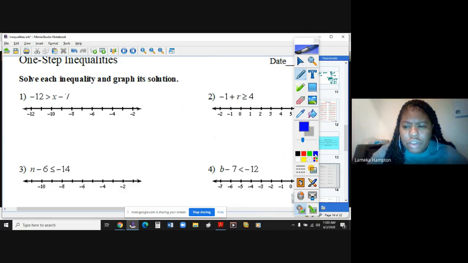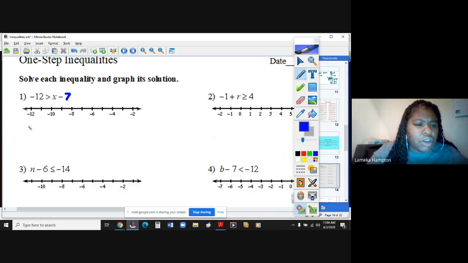All right, so your homework, you were to solve each inequality and graph its solution. So remember, when you are graphing, you are going to either have an open circle or a closed circle, and then you have to determine which direction your line is going, because whichever way the line is going, that's going to represent the solutions to your inequality. All right, so number one, we have negative 12 is greater than x minus 7.